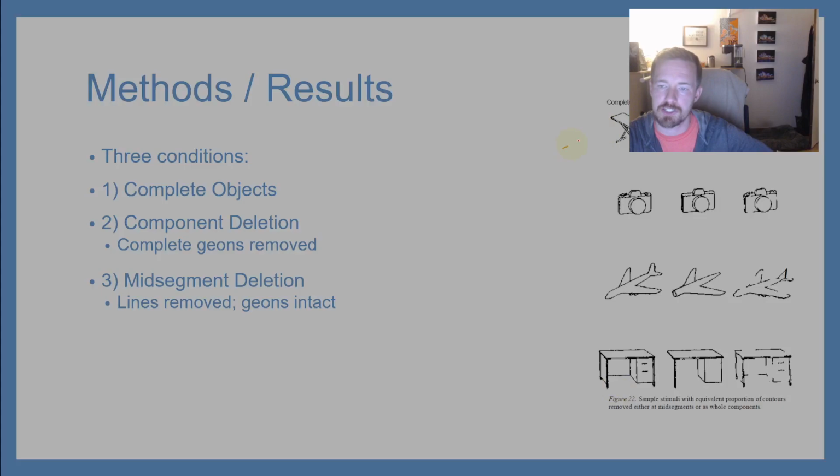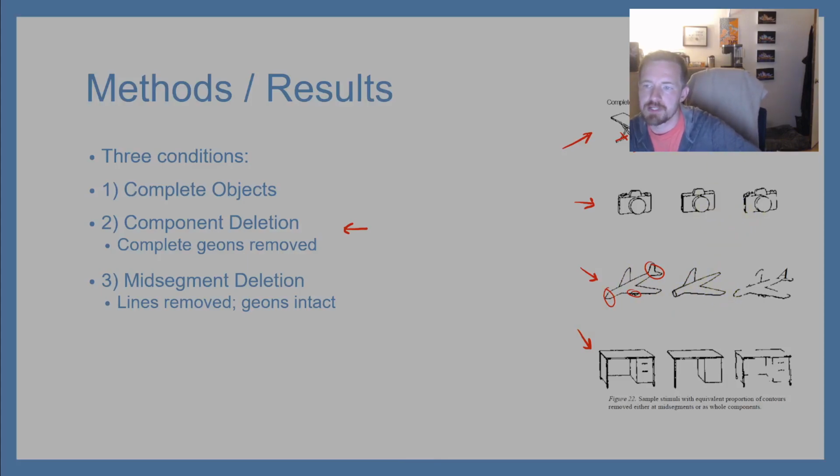The first is kind of a control condition. It's this complete condition, so you see the unedited figures, these unedited pictures. Then he also had a component deletion category, and this is where some geons are completely missing. So you take this ironing board, you remove this geon, and this geon, and there you go. You've got the component deletion version of an ironing board. You do the same thing with the plane. You take out this piece, you take out the tail wings, you take out the jet engines, and you get this, and that's just removing those geons.